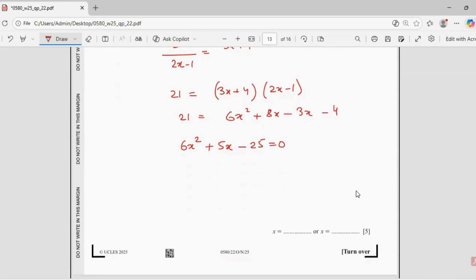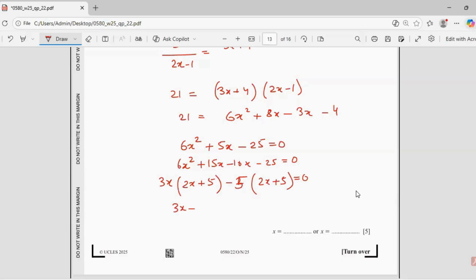Now to factorize it, this will be 6x squared plus 15x minus 10x minus 25 equal to 0. This is 3x common, 2x plus 5. Here we will take minus 5 common, 2x plus 5 equal to 0. This gives you factors 3x minus 5 and 2x plus 5. So x comes out to be 5 by 3 and x is minus 5 by 2. This is minus 5 by 2 and 5 by 3.